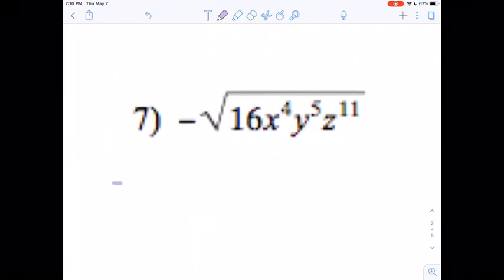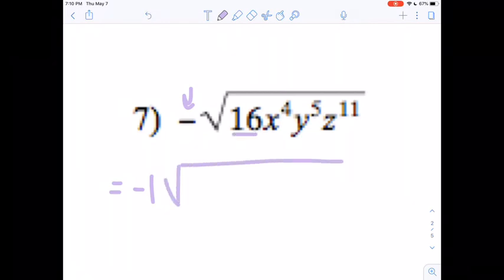Okay, number 7. So notice that there's a negative outside of there. That's just saying that there's a -1. Okay, there's an invisible 1 behind that negative. I know 16 is a perfect square, so I do not need to split that up. I'm going to keep that as 16.